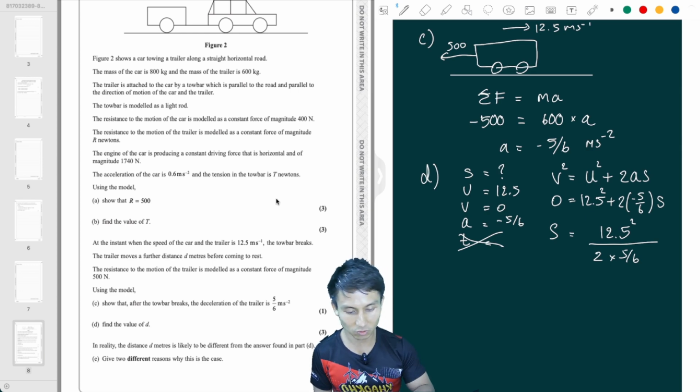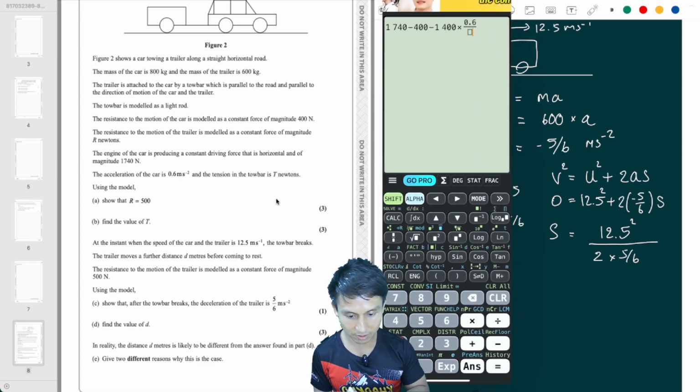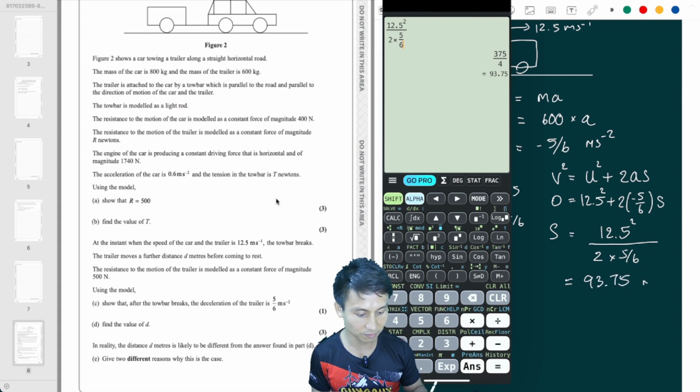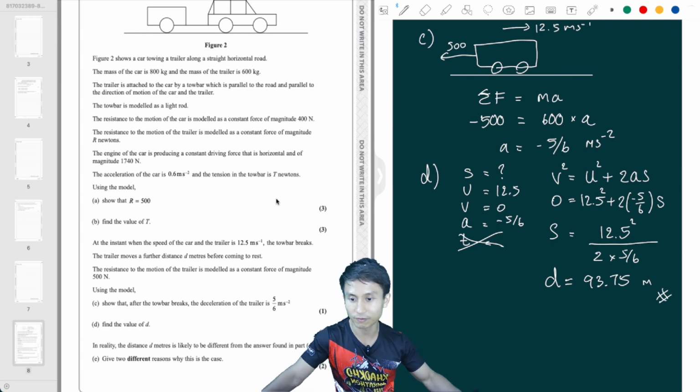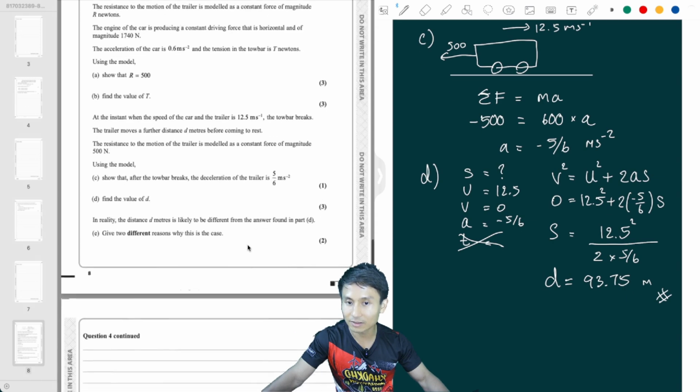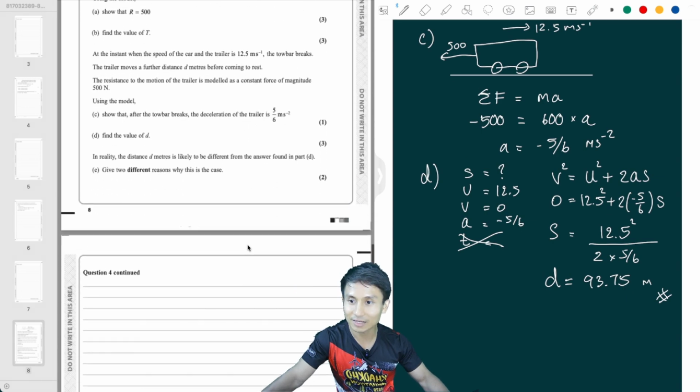Okay, so I'm just going to use a calculator there. Fraction 12.5 to the power of 2 divided by 2 times 5/6 down here. So that is 93.75 meters. That is the value of D, yeah? Distance traveled before stop.